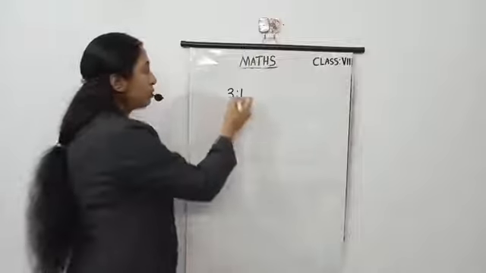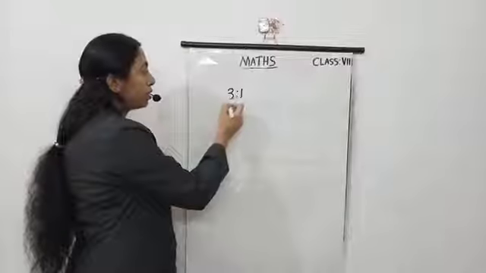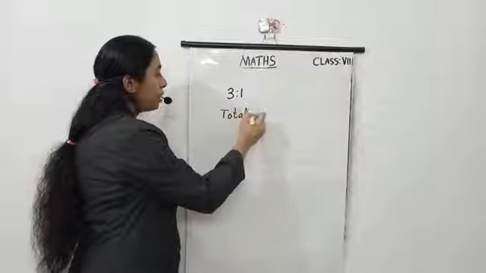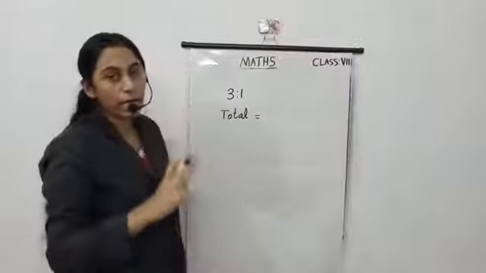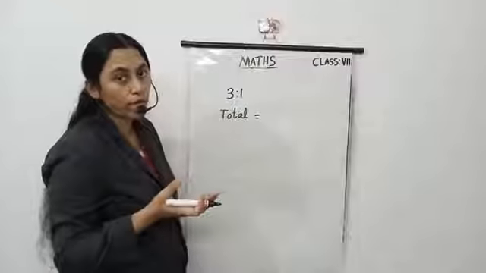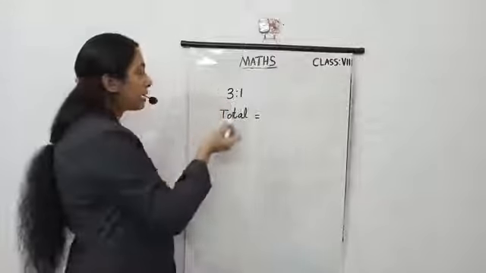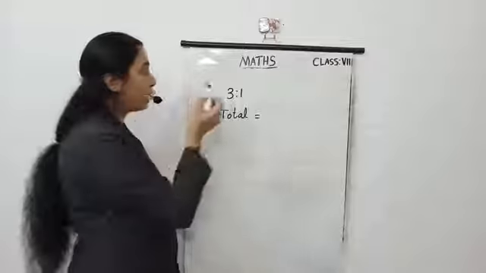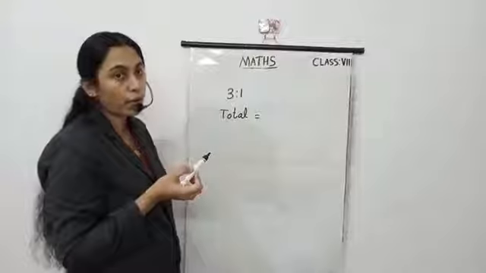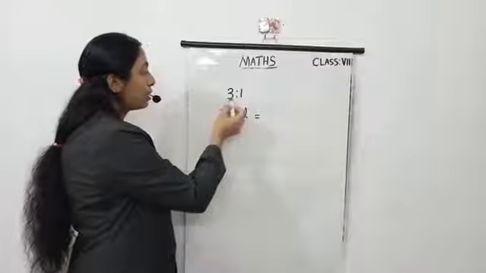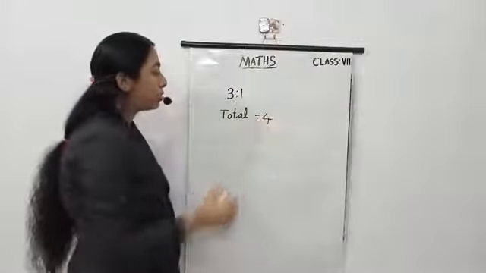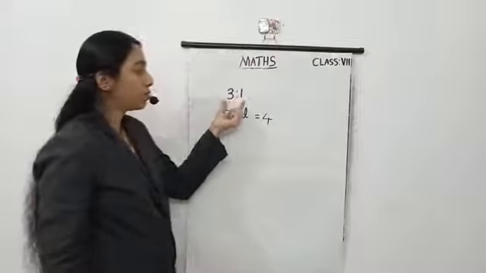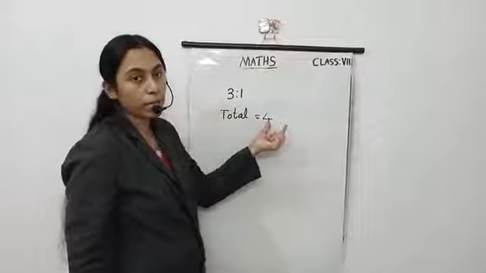First we need to find the total part. I already told you ratio means we divide a whole part into different portions, and the fractions' numerators are these ratio numbers. So here the total part is 3 plus 1, 4. Otherwise, you just add these ratio numbers. Here 3:1, so the total part is 3 plus 1, 4.